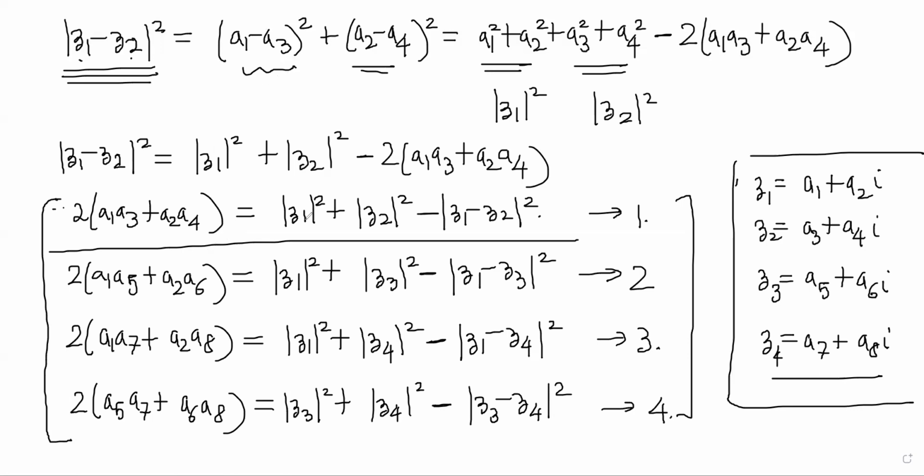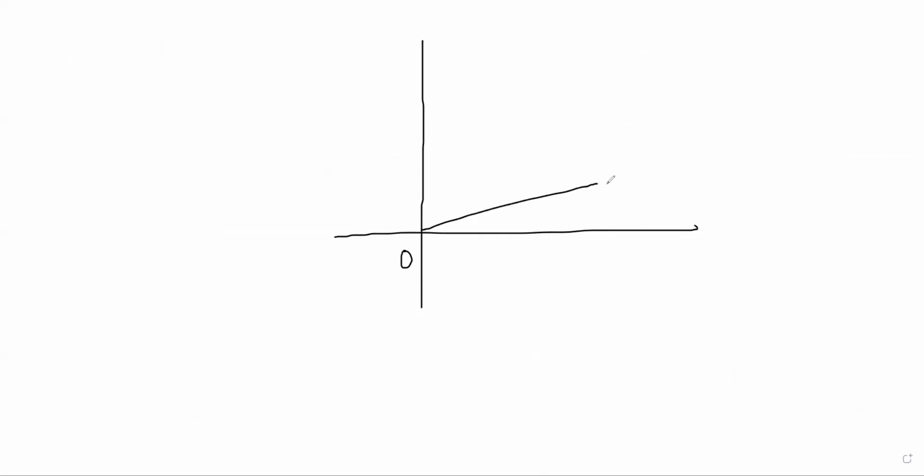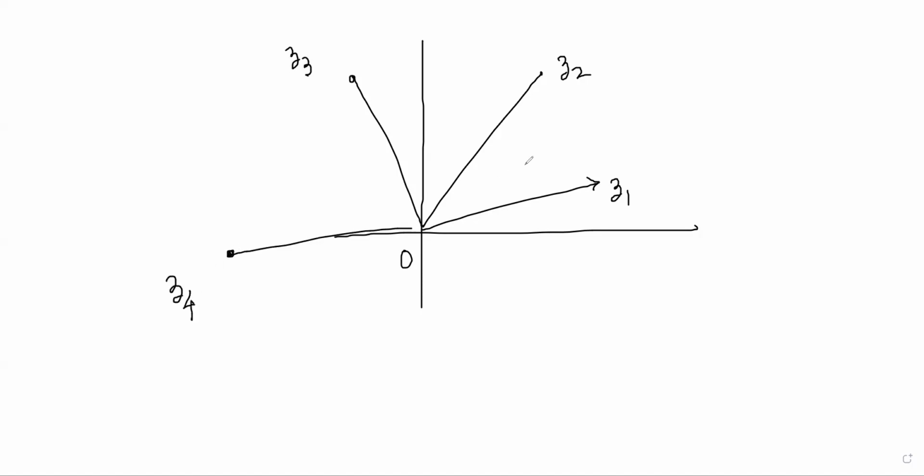Now, why am I doing all this? Now, I will introduce a geometrical understanding of these. So keep in mind these equations, and we'll now do a little bit of geometry. So let's say we have our origin here, and we have Z1 here, and Z2 here. I'm making arbitrary points, Z3 here, and Z4 somewhere here, let's say, right?